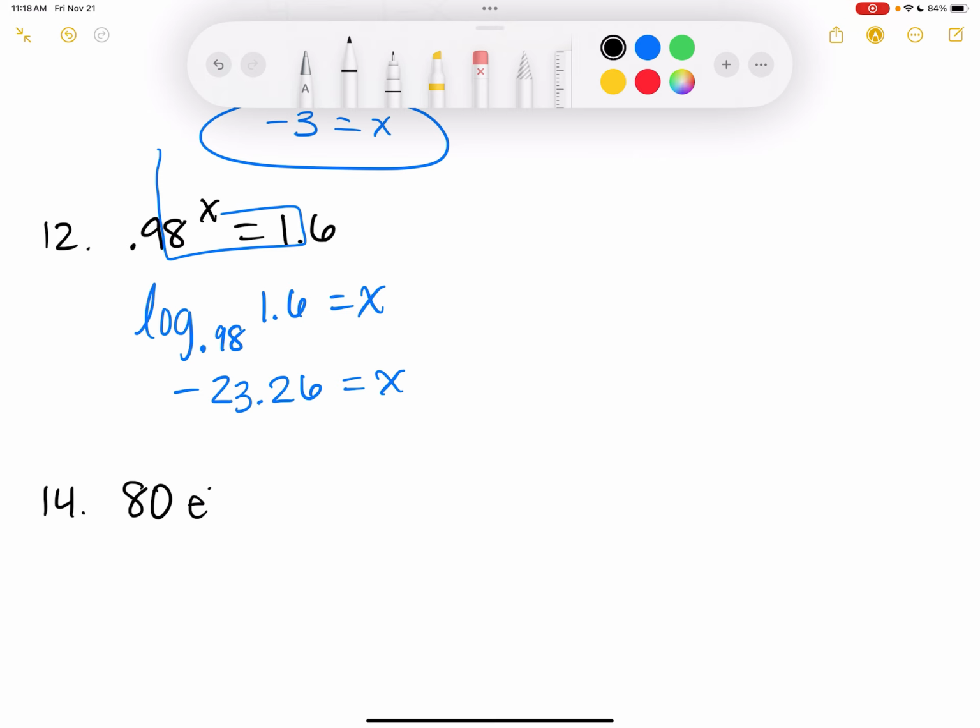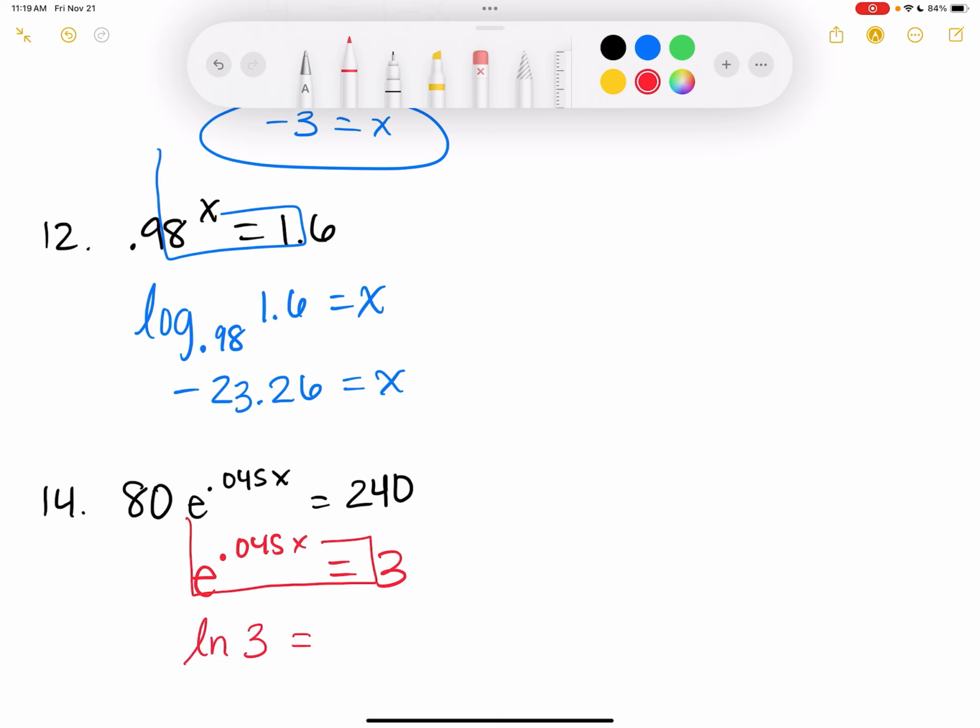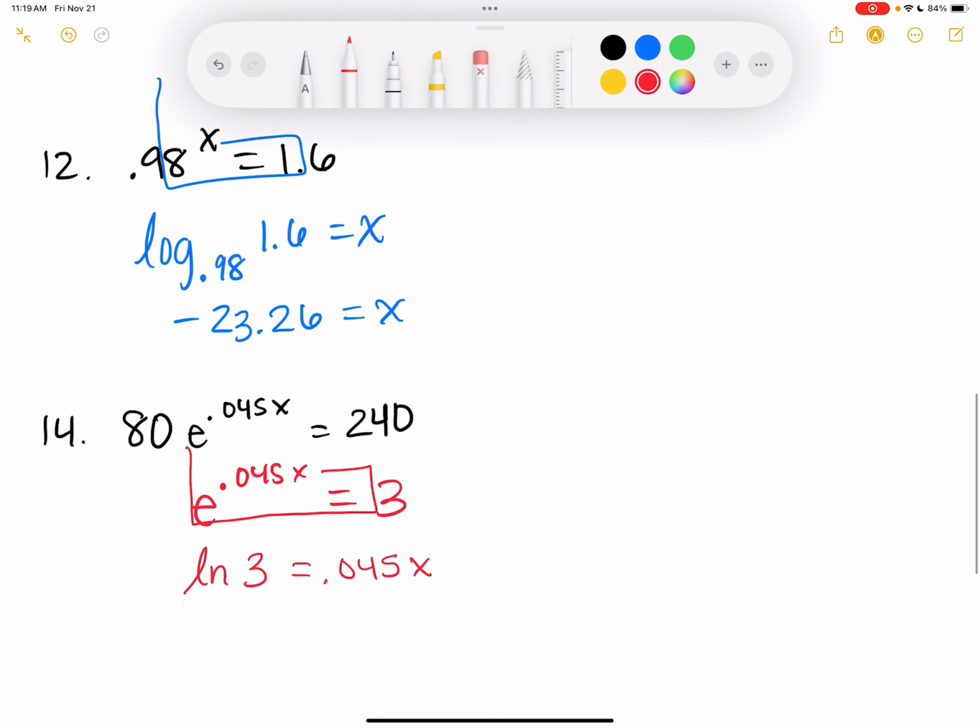80 times e to the 0.045x is equal to 240. So how would I have to go about solving this one? First divide by 80, so e to the 0.045x is equal to 3. Now what? Do a log. Yep. It would be log base e, which is ln of 3, is equal to 0.045x. And then we just need to divide by that.